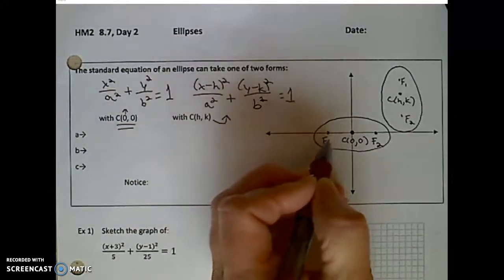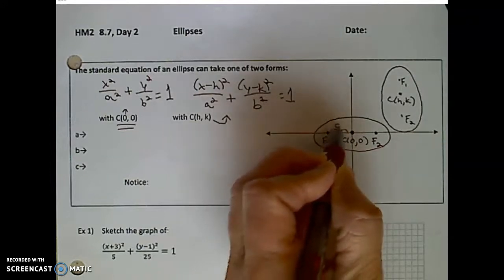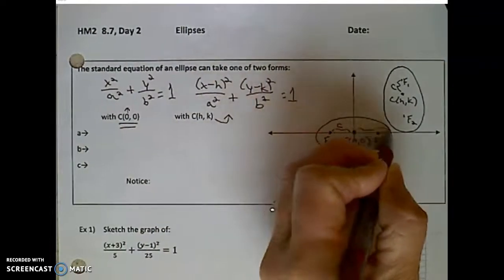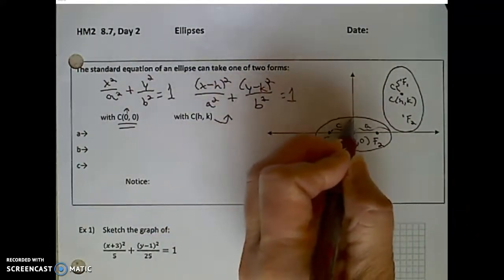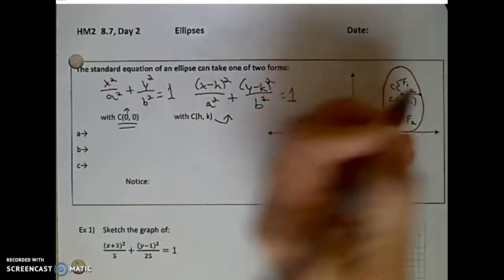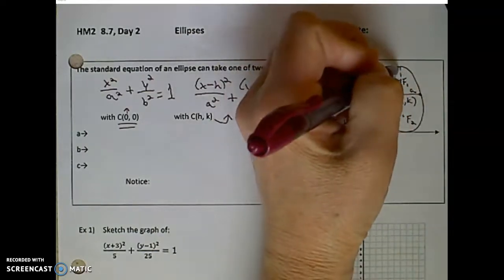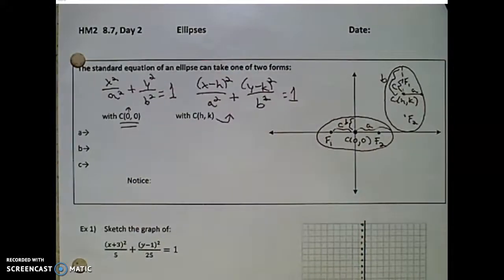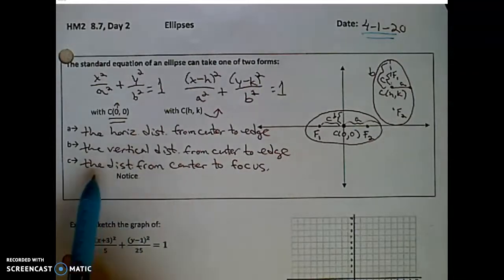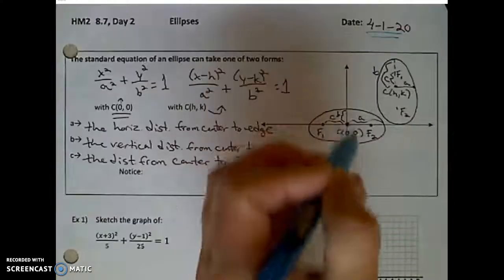Now you can label a couple things. Remember the distance from center to focus is always c. The distance from center to the ellipse going horizontally is a, vertically is b. Horizontal to the point on the ellipse is a, vertical to a point on the ellipse is b. If you want to label a couple of things, we'll define a, b, and c. Okay, a was the horizontal distance from the center to the edge, b is the vertical distance from the center to the edge, and c is always the distance from the center to the focus. We get these important properties that we'll use a lot.